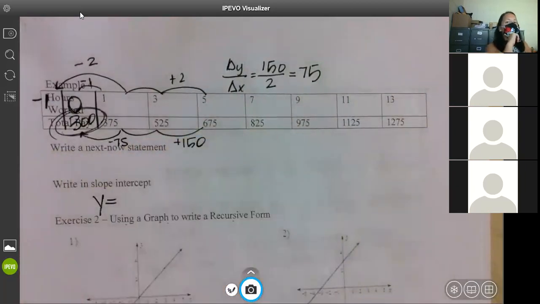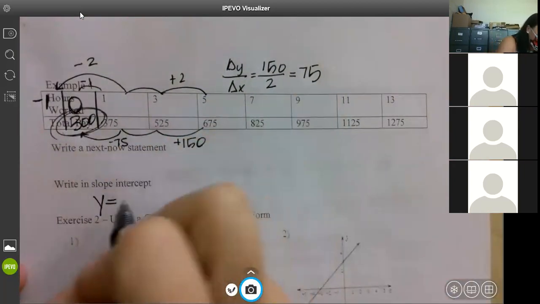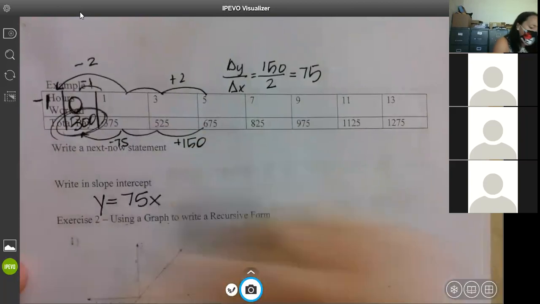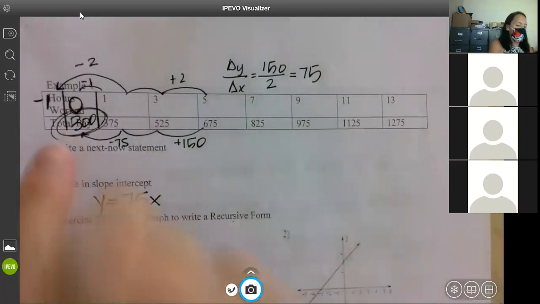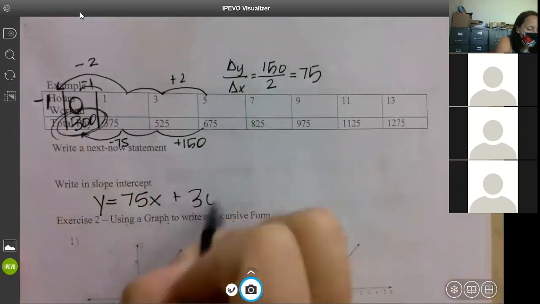So let's write our equation. Y equals, what's our slope? 75x. And then where did we start? So 300. Perfect. Everybody perfect.